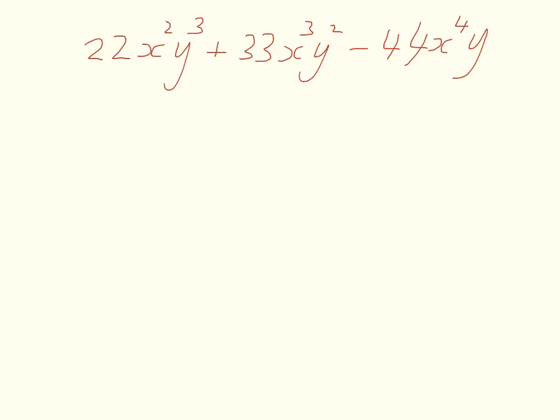So again, here I've got 3 bits, I've got 3 terms, and that's absolutely fine. Now let's do the numbers first. What do you notice about 22, 33 and 44? Hopefully you're thinking that they are all multiples of 11, which they are. So I'm going to put down 11.